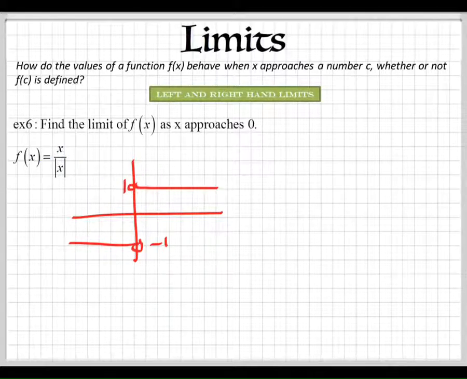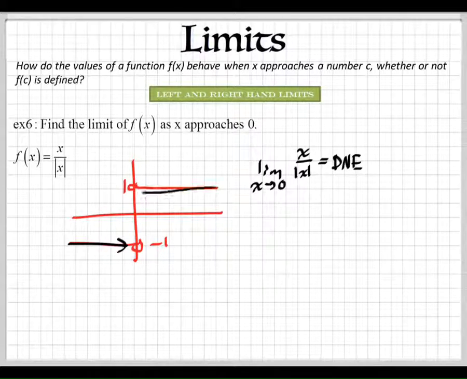Now, does this have a limit? It doesn't. If I say the limit as x approaches 0 of x over the absolute value of x, this does not exist because the left-hand side and the right-hand side approach different numbers. One of them approaches 1, one of them approaches -1.